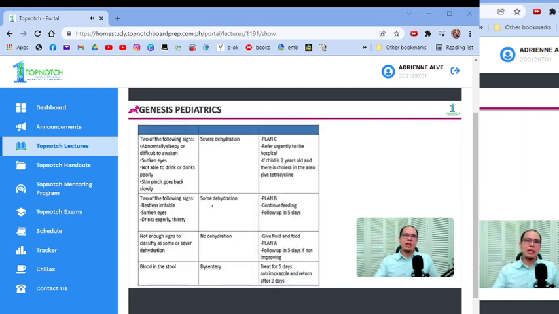And here is how WHO classifies it. Please do remember that you have to fulfill 2 of the following signs before you can classify it as having severe or some dehydration.